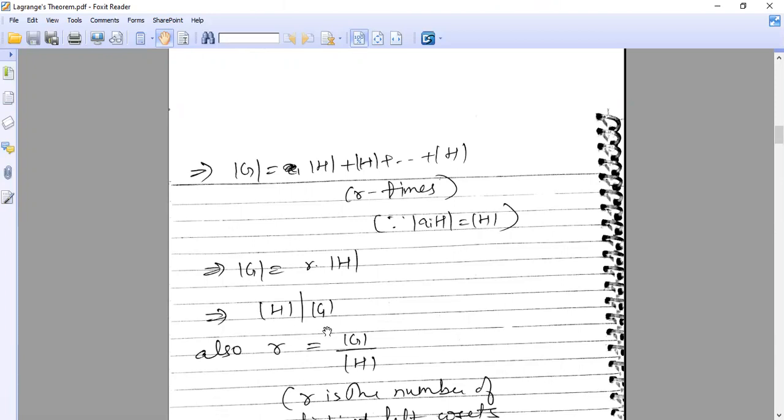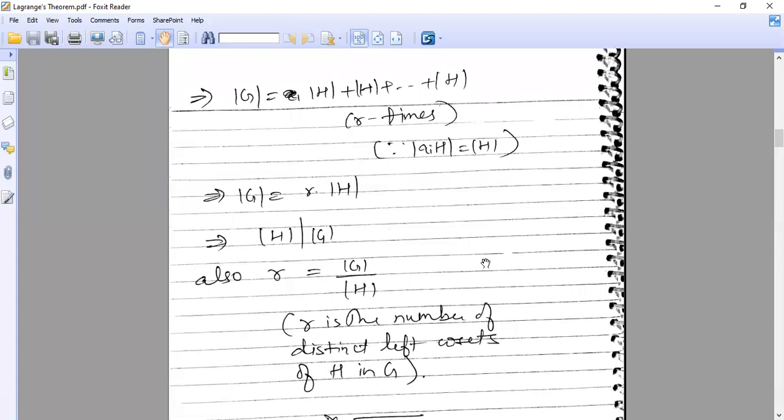So order of H divides order of G. Also, you can say that R is equal to order of G upon order of H. And what is your R? Your R is the number of distinct left cosets that you have taken. So the number of distinct left cosets, or you can say the index, will be equal to order of G upon order of H. So this was our Lagrange's theorem.